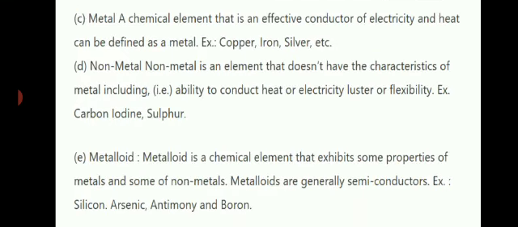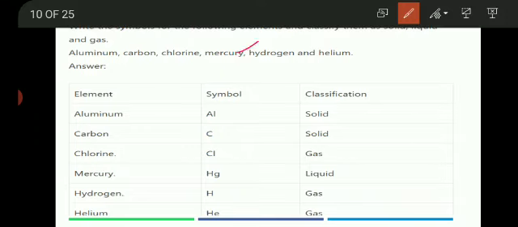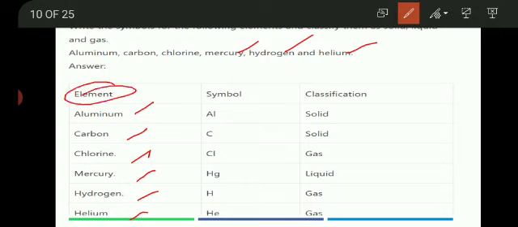Next, fourth question. This is metals and metalloids. Fifth question. Write the symbols for the following elements and classify them as solid, liquid and gas. The elements given: aluminum, carbon, chlorine, mercury, hydrogen and helium. This is the element. What is the symbol? Aluminum means Al, carbon means C, chlorine means Cl, mercury means Hg, hydrogen means H, helium means He.